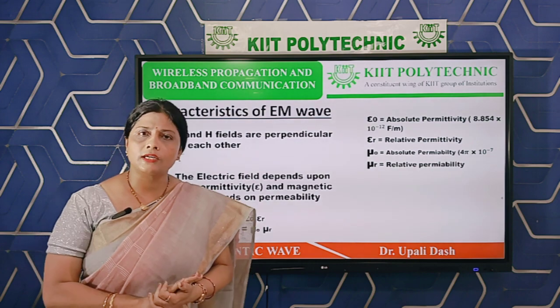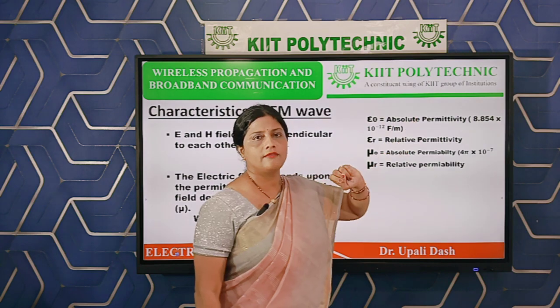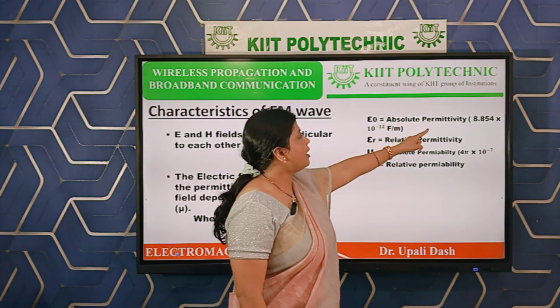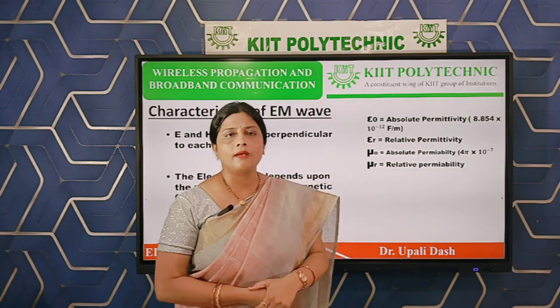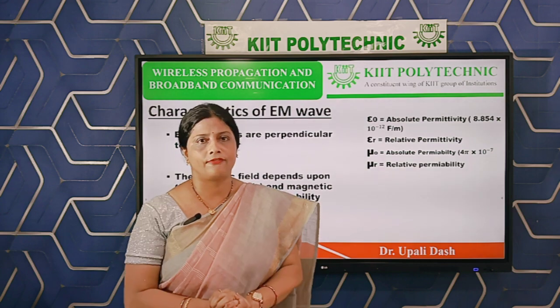Absolute means constant, relative means variable. Constant means it must have a constant value. If epsilon 0 is absolute, then its value is 8.854 into 10 to the power minus 12 farad per meter. It is a constant, we need to remember it whole life.